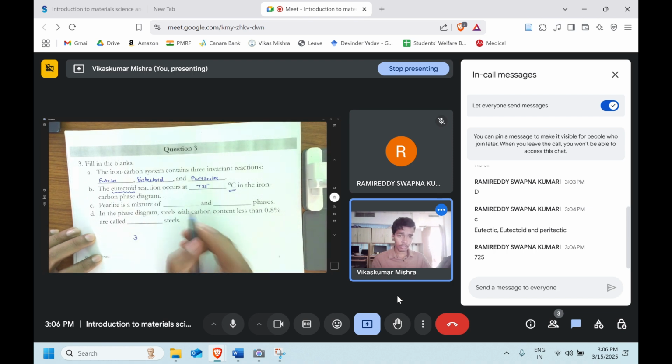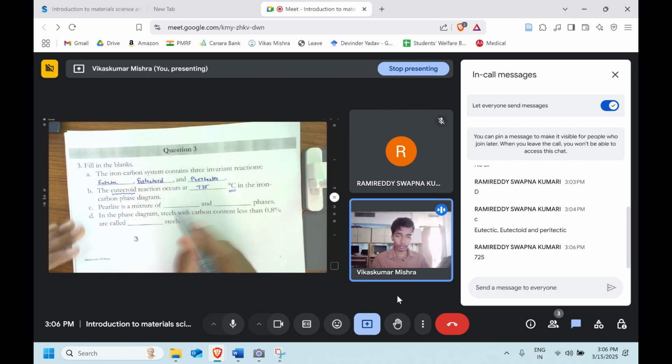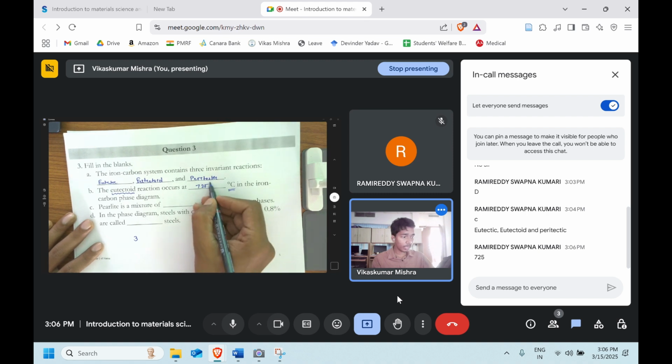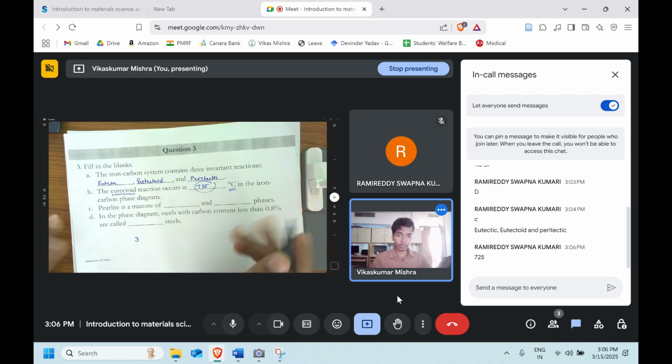That's right. If in some exam it was written as 727 or something near to that, please go ahead with that, because this is not a very exact value. From one book to another, it will keep on varying.